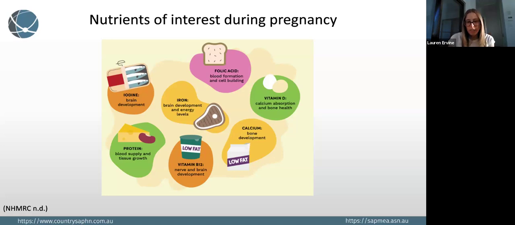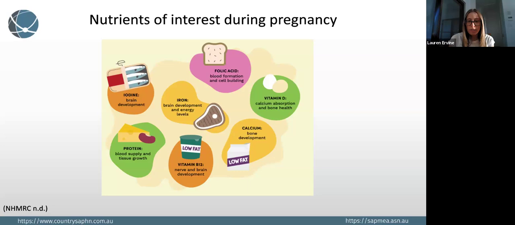Protein is going to be a big one just for immune system function, blood supply, and tissue growth to support baby. That's going to be, again, something we would kind of count up and make sure that she's getting everything she needs during that process.